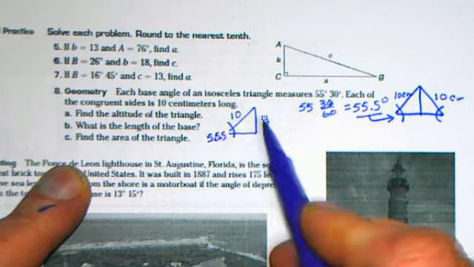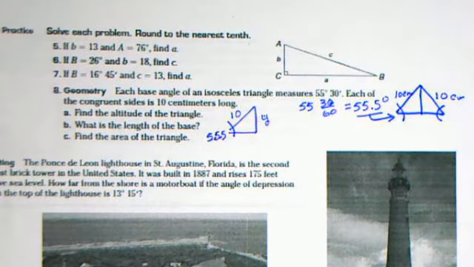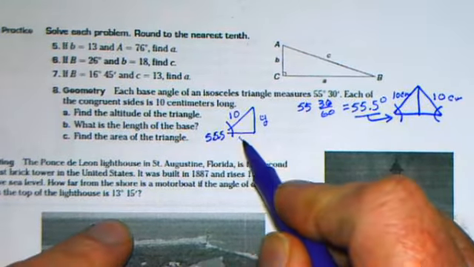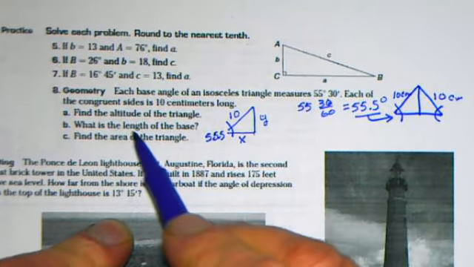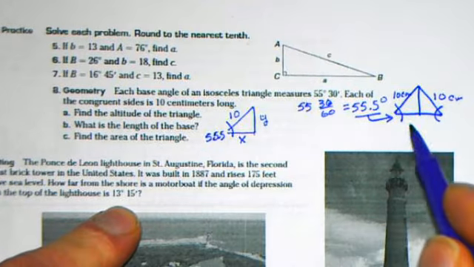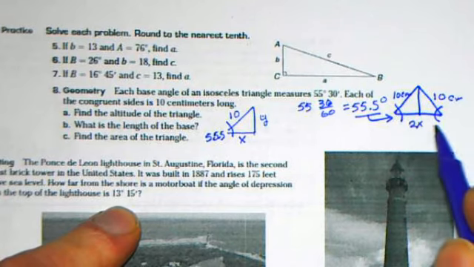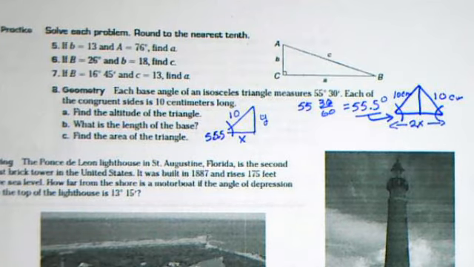This gives us a sine problem. Sine 55.5 is equal to y over 10, or 10 times the sine of 55.5 is going to be y. That's how we find the altitude. To find the base, we call the base x. That's adjacent to the angle with the hypotenuse, so that's going to be a cosine. And remember that when we find x, the actual base of the triangle is 2x, so we have to double that to find the answer that they're looking for in part B.